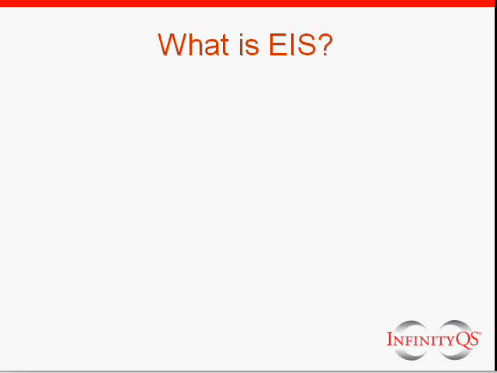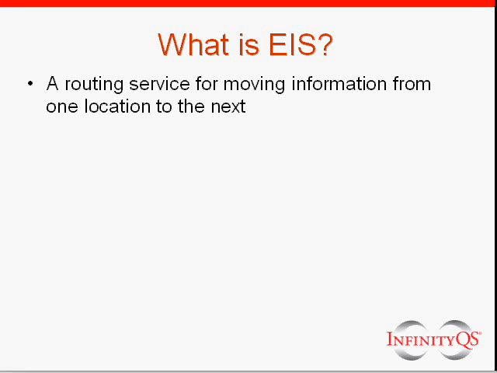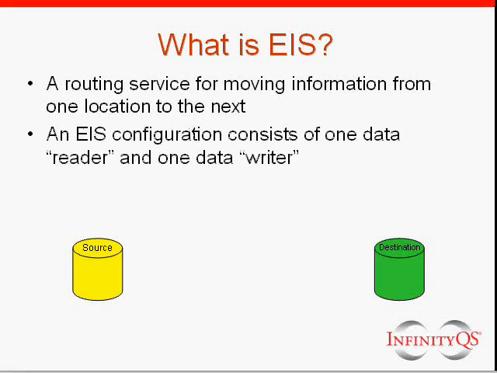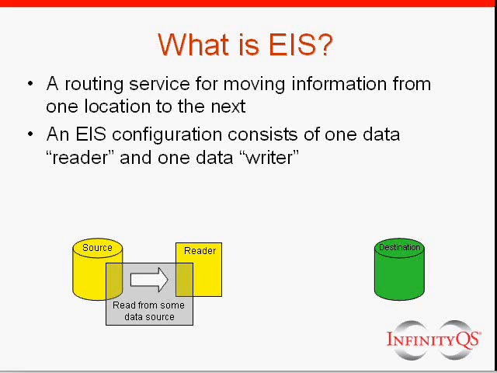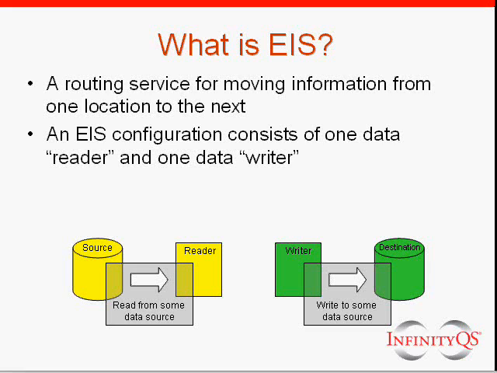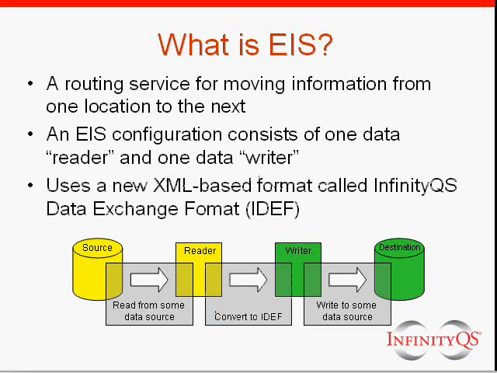So what is EIS? In its simplest form, EIS is a routing service for moving information from one location to the next. In the graphic below, we're showing two data repositories. One will act as the source of our data to be routed, while the other will be the destination. The EIS configuration that enables that routing consists of a data reader, which is responsible for grabbing the appropriate data from the source, and a data writer, which will ultimately write that data to the destination. The reader and writer communicate using a new XML-based format called the InfinityQS Data Exchange Format, or IDEF.